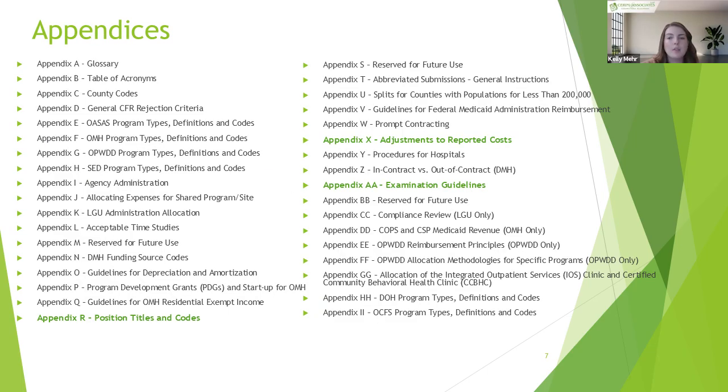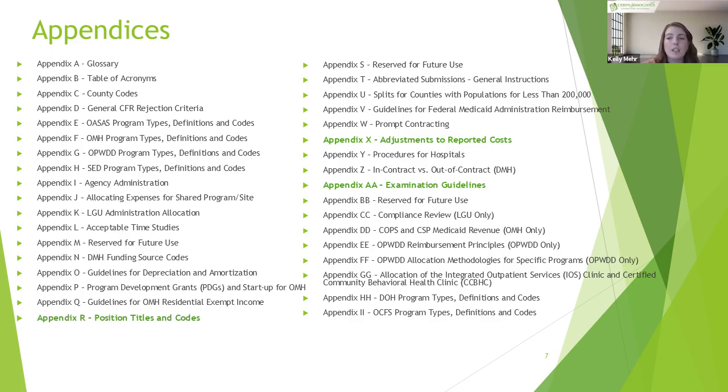So before we get into the CFR schedules, we just wanted to point out that the appendices are just as important as the schedules themselves. So we highlighted a few of the most reviewed appendices that we use during CFR preparation. So the first one at the bottom on the left is Appendix R, which outlines all of the position title codes and then the qualifications for who would fit that description for that position title code.